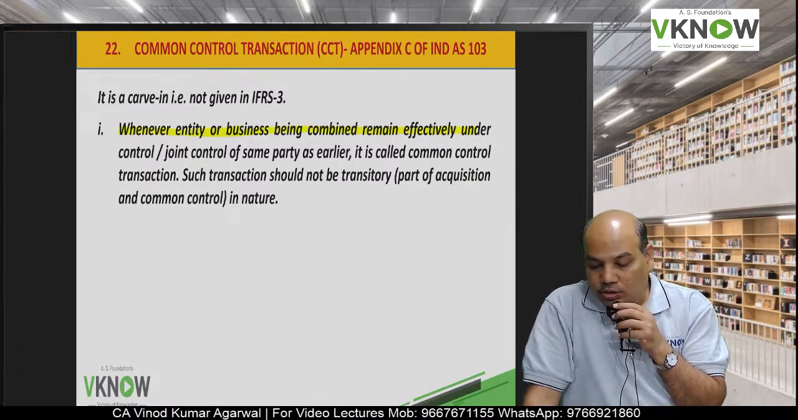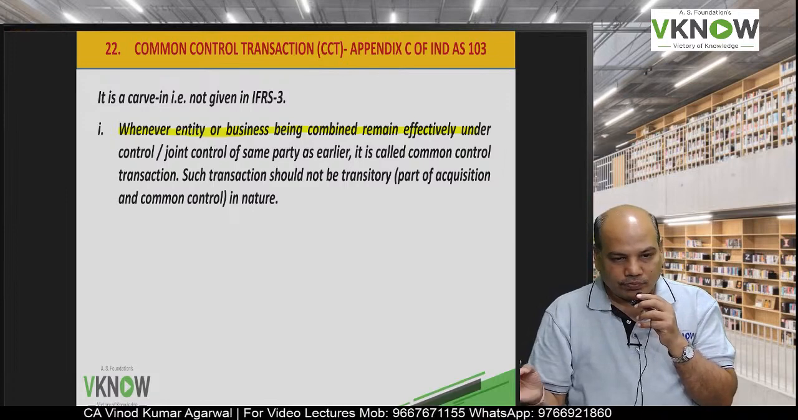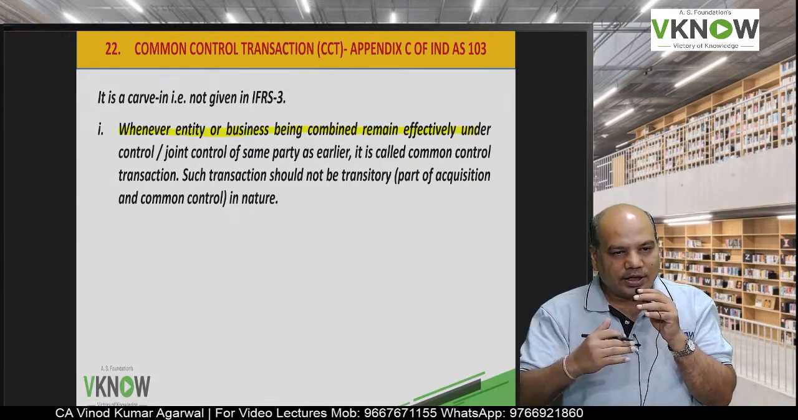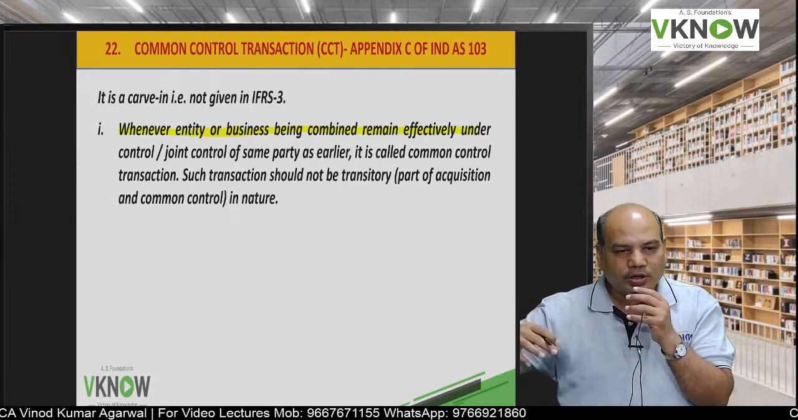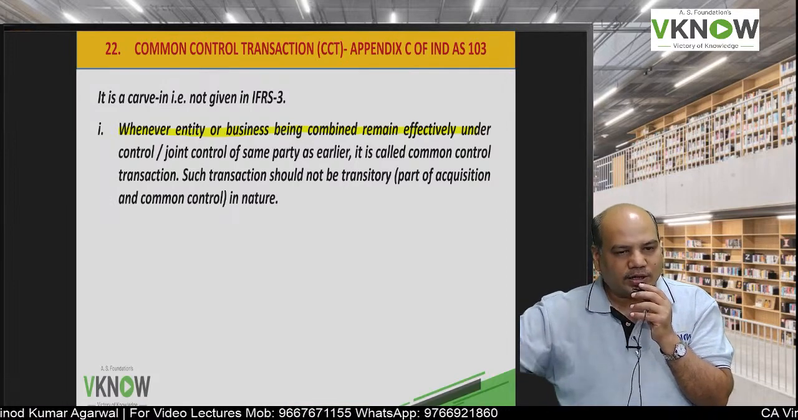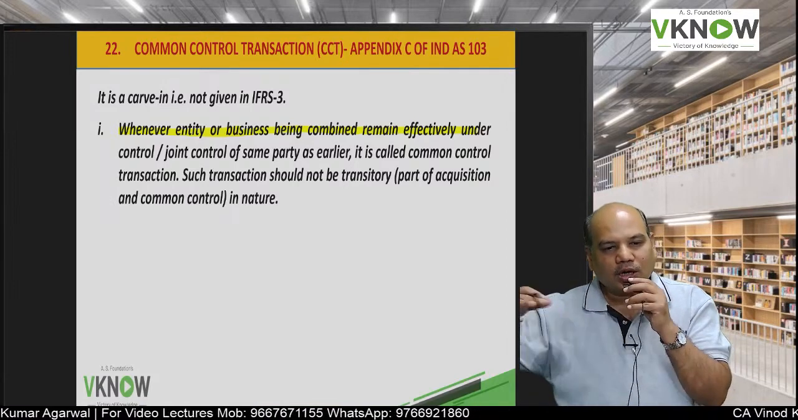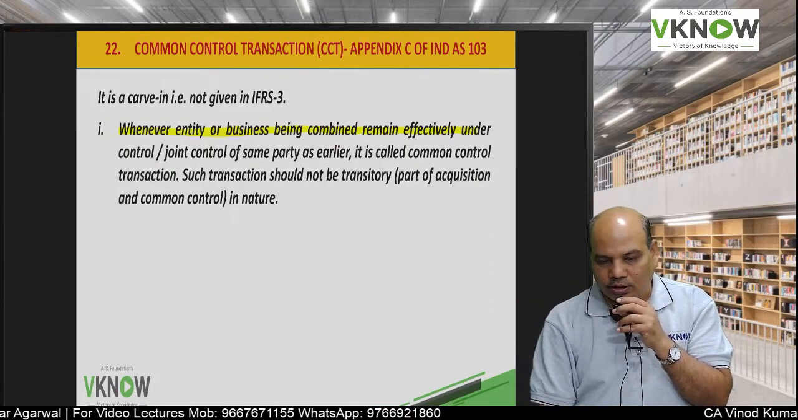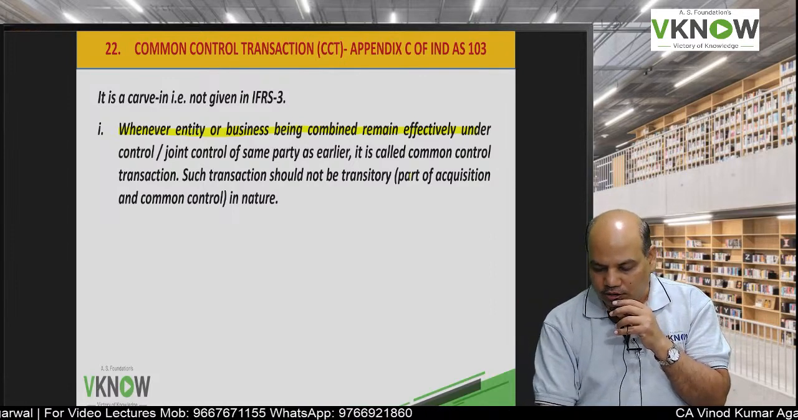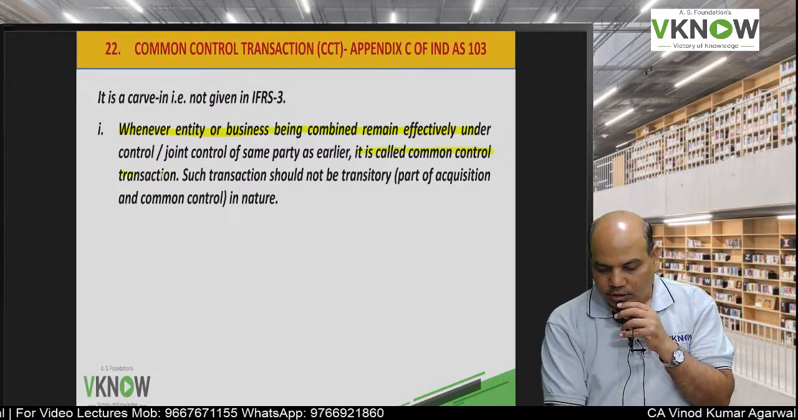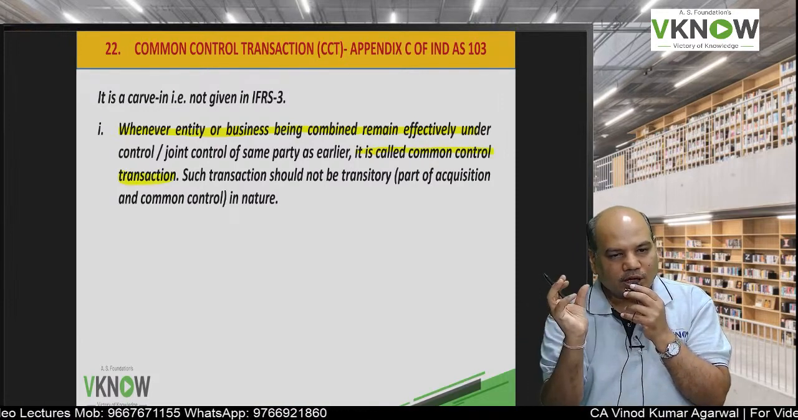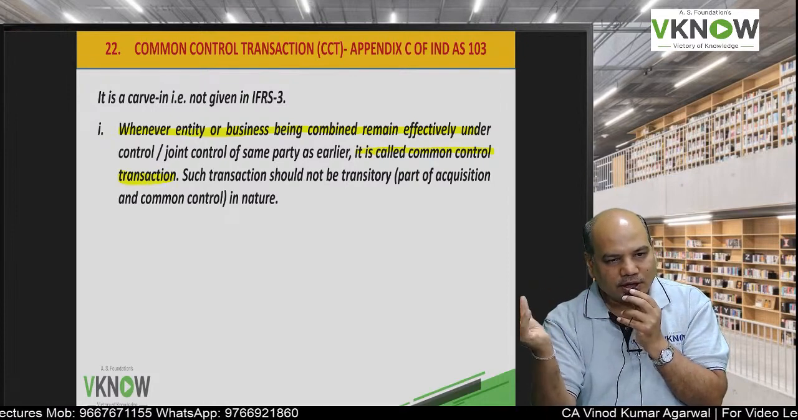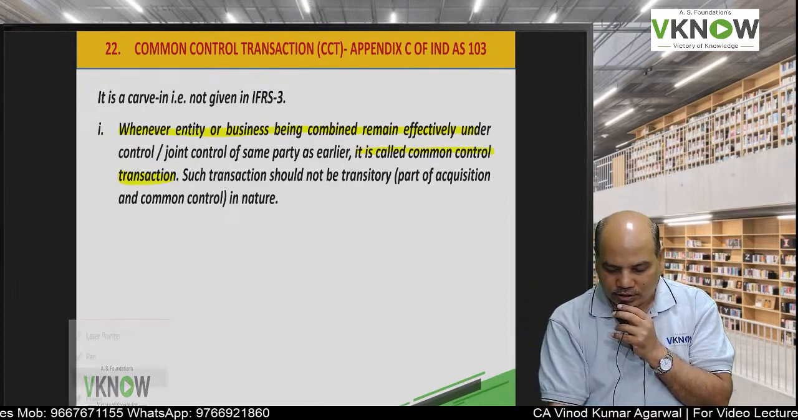So common control transaction means when the same entity or same set of persons control or jointly control the two entities before and after. Then this is called a common control transaction. That means effectively nothing has changed. The controller remains the same.